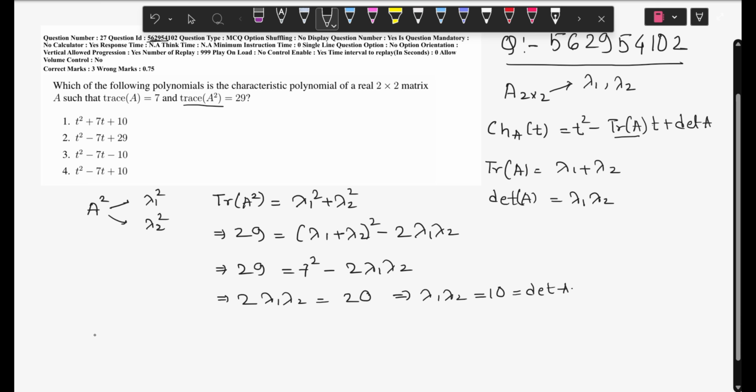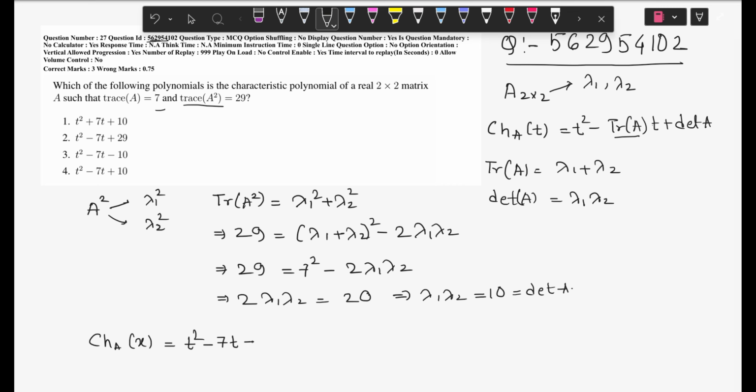and hence the characteristic polynomial of the matrix A, if I write it, that would be क्या होगा? t square minus trace A, क्या है? trace A is 7, so 7t plus det A, क्या है? 10. So which is our option 4. So option 4 is our correct option. Thank you.